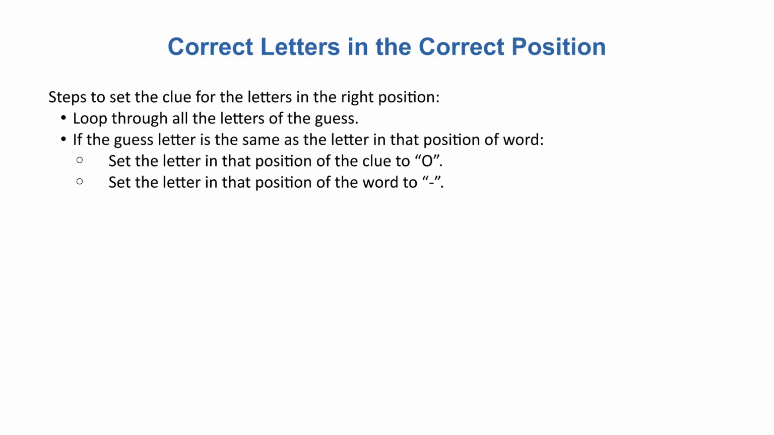How would we identify which letters are in the right position? Take the following steps to set the clue for the letters that are in the right position. Loop through all the letters of the guess. If the guess letter is the same as the letter in that position of word, set the letter in that position of clue to an O, and set the letter in that position of word to a dash. That last step removes the letter from the word, so the next method, findWrongPlaceLetters, can't use that letter again. Now, let's add the code to perform those steps.